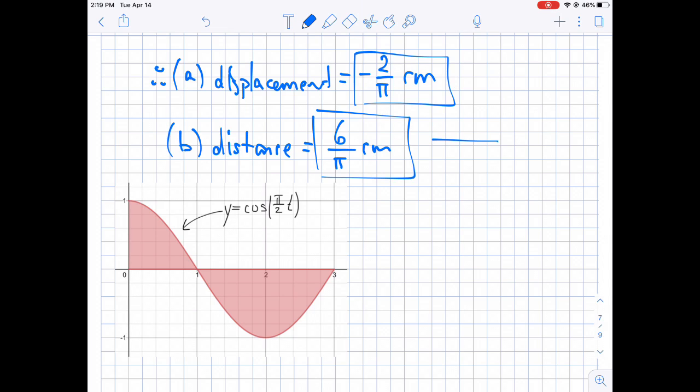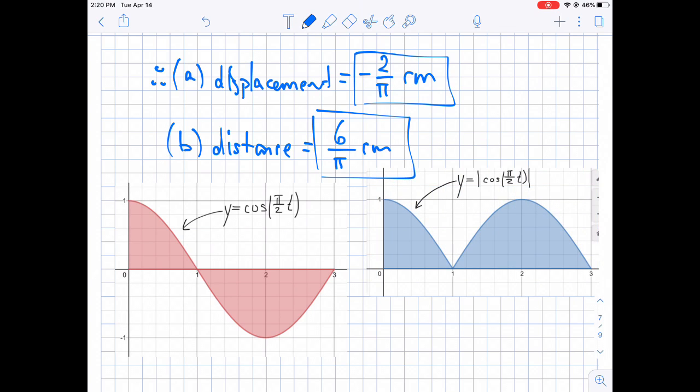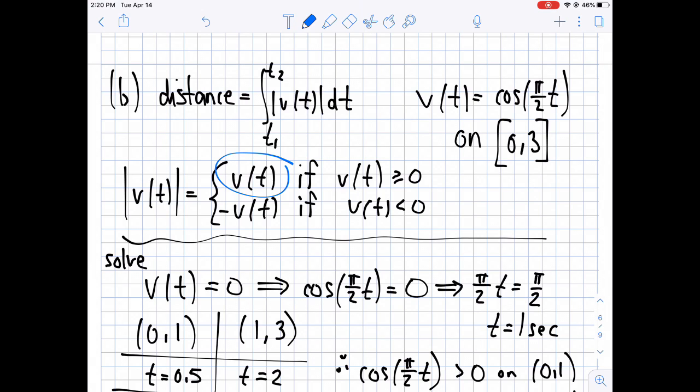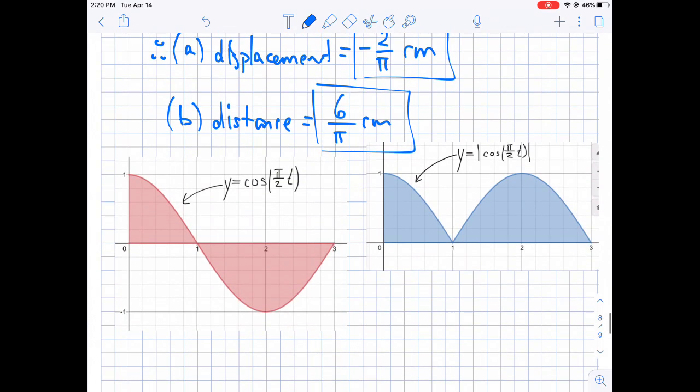Now, let's take a look at the distance, and the graph of the absolute value of cos of pi over 2t. So here we have the absolute value of cos of pi over 2t, and we remember, based on our piecewise understanding of an absolute value function, that if the function was already positive, we don't change it, but if it was negative to begin with, then we're going to change the sign to make it positive. So what we have done for cos of pi over 2t is, on the region where it was negative, we have taken it and made it into a positive function. So now when we integrate, we're taking this region, which is positive, and adding it to the area of this region, which is also positive, and we end up getting an overall distance of 6 over pi centimeters. So you should always expect your distance to be positive.